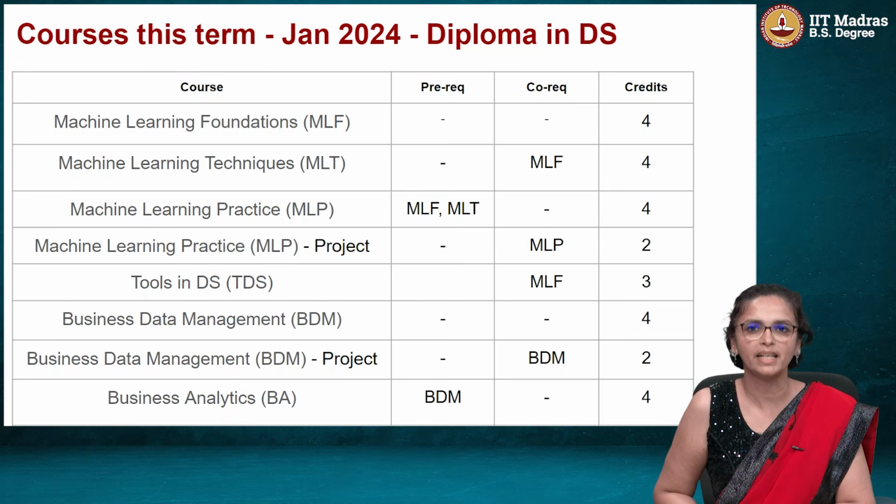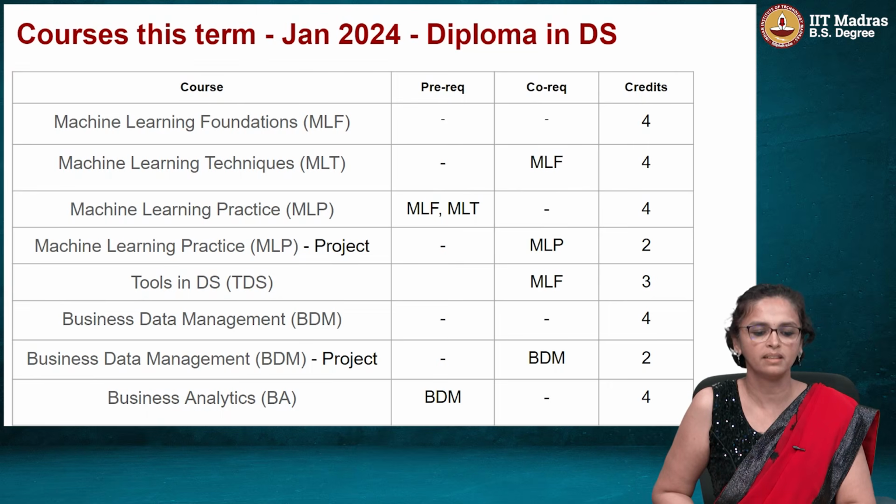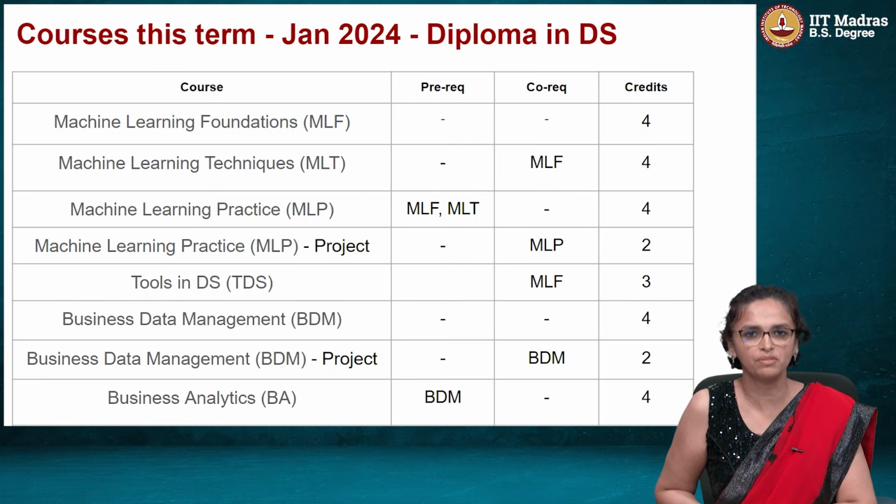This is the diploma in data science bucket. As you can see it, here too there are 6 courses and 2 projects. ML Foundations, ML Techniques, ML Practice form the core of learning machine learning, and the Business Data Management course, the Business Analytics course, Tools in Data Science course, these 3 give you a perspective of where the data really comes from. Typically they are used in the industry, so how do you collect data from there?